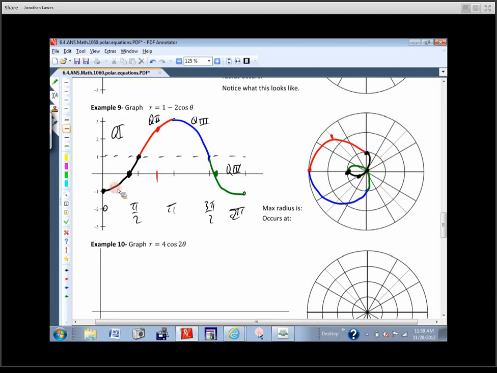If you wanted to check a point in between, like let's say pi/6 right there, that would be about -1/2, so that's this one that I graphed right there. Is that all right? Okay.